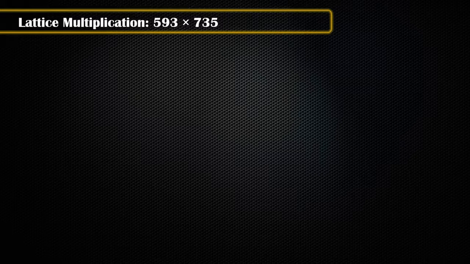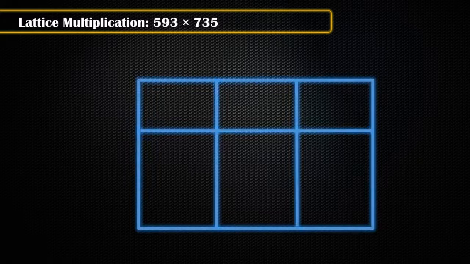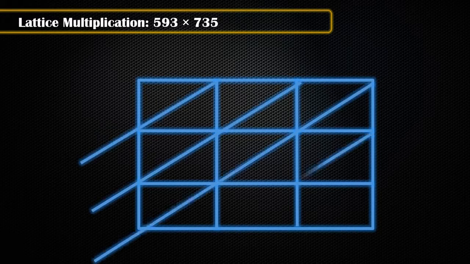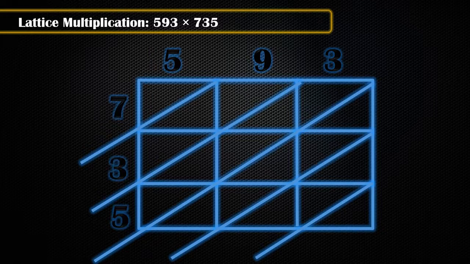Now to the biggest problem we will work with in this video. The problem is 593 multiplied by 735. I know, big number. But as we did with the problems before, we're going to make our rectangle, make our squares and the lines, and now we will put 593 on the top and 735 on the side. Now we can begin by multiplying the smaller numbers.